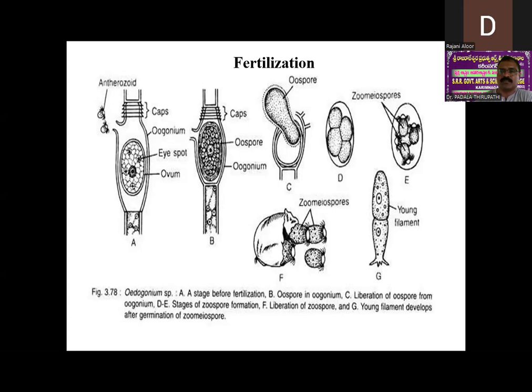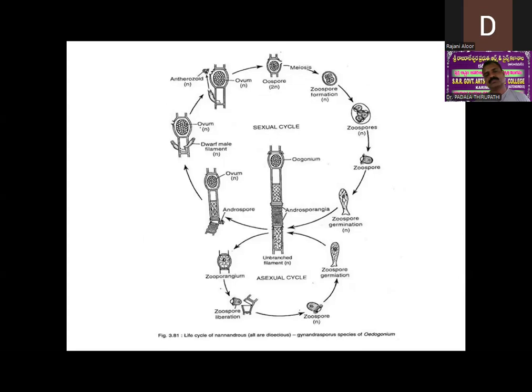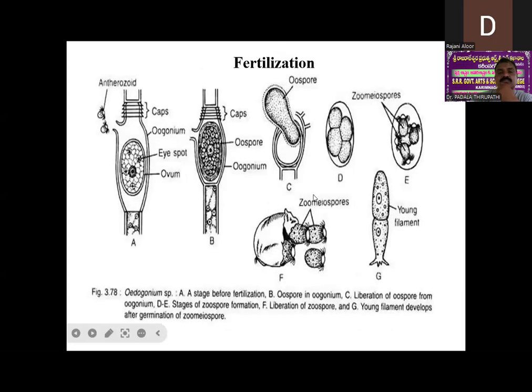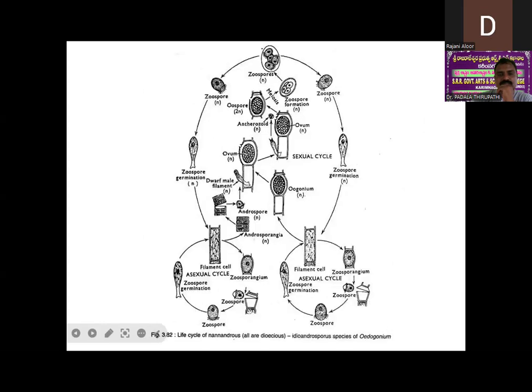The diploid oosphere divides by meiotic division to form haploid daughter cells. These daughter protoplasts become zoospores. These zoospores are called meiozoospores. This one is also very important. They come into water, and each spore germinates and forms a new filament of Oedogonium. See, this is the total life cycle of Oedogonium. If you have any doubts, ask.